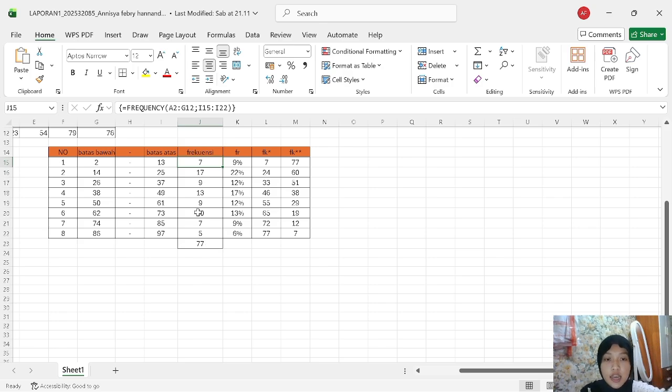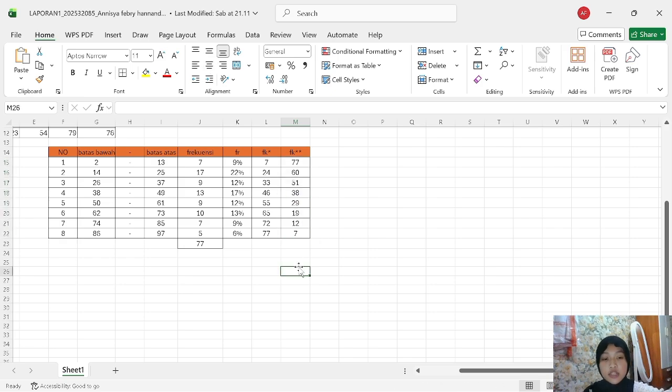From this result, I also calculated the relative frequency to determine the percentage of each class compared to the total data. And finally, I calculated the cumulative frequency less than by adding the frequency from top to bottom, and the cumulative frequency greater than by subtracting the cumulative frequency from the total data.